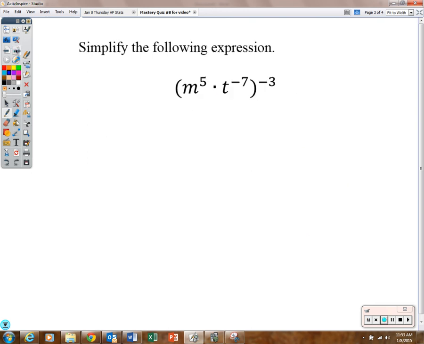Next, simplify this expression. Notice this time we have parentheses grouping the m to the 5th times t to the negative 7, and then all of that to the negative 3 power. Again, using exponent rules, since there's a times sign between these two, we can simply take the negative 3 and multiply it to both exponents. So this would become m to the negative 15 times t to the positive 21 power.